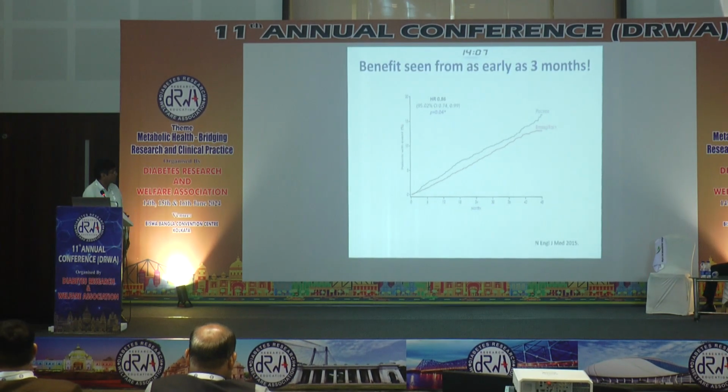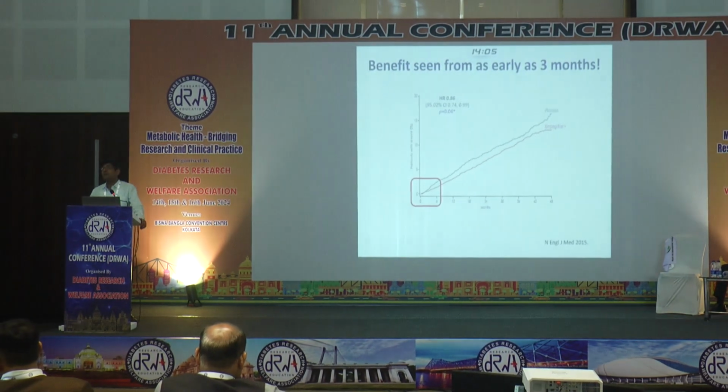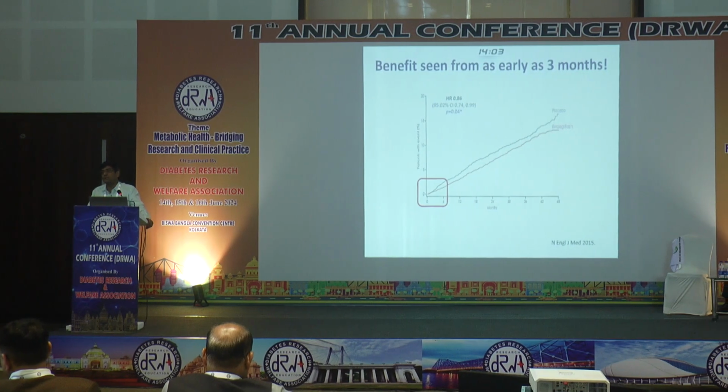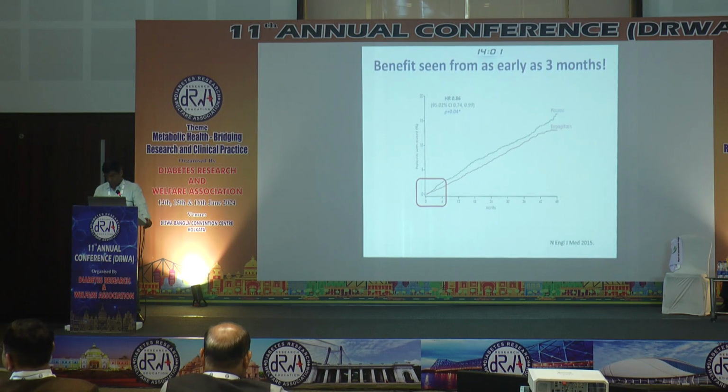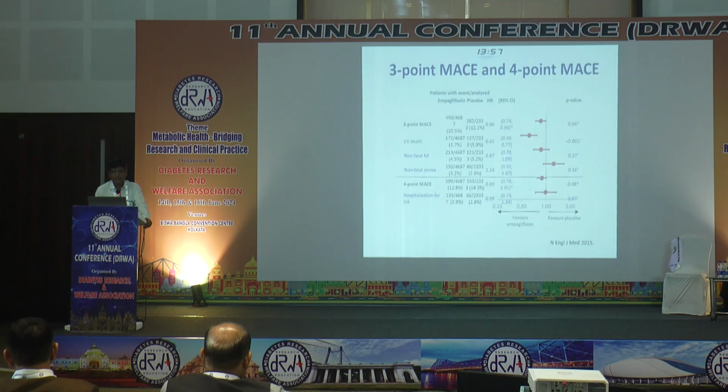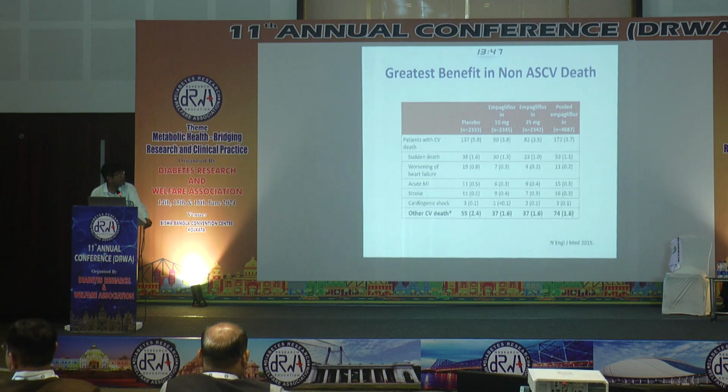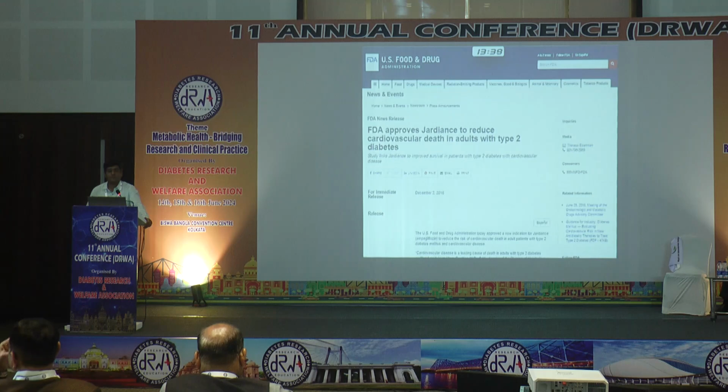But, if you can see, the curves in the EMPA-REG trial spread out very quickly. So, do you expect atherosclerosis to change that quickly? And that entire 3-point MACE was driven by CV death. Nothing happened to non-fatal MI and non-fatal stroke. And the greatest benefits are in non-atherosclerotic deaths and not atherosclerotic cardiovascular deaths.